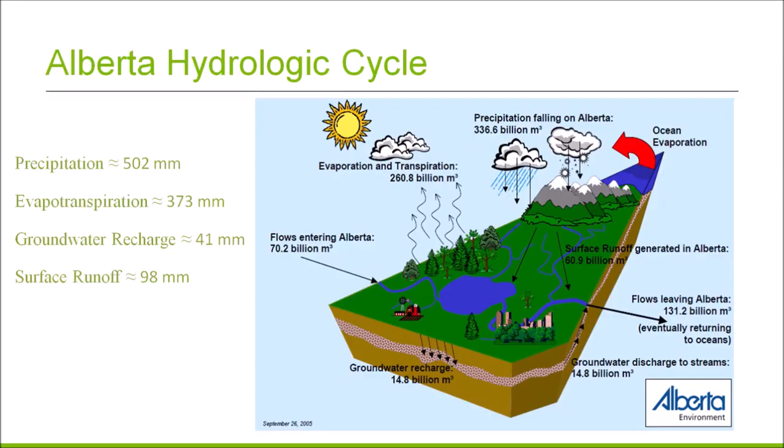In this slide, you can see there's a map on the right side, and it's sort of a hydrologic cycle on a provincial scale. In Alberta, on average, 500 millimeters of precipitation falls in a year, and because of the semi-arid climate, 3/4 of that amount actually gets lost through evapotranspiration. And then we have groundwater recharge, which goes deeper into the aquifer, about 40 millimeters, and surface runoff is about 100 millimeters, which is 1/5 of the precipitation.